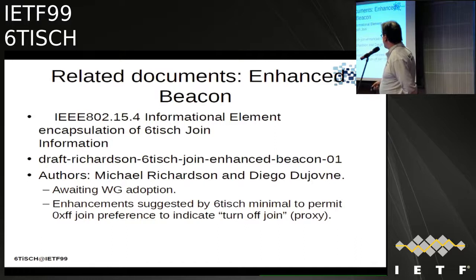And so the specific enhancement is that the join part is in fact a preference. How willing am I to allow pledges to join? The suggestion is that if there's a maximum number, 255, then it means I'm not willing to have proxies join. And as a result, if you propagate this through the beacon from the DODAG root down, and the root says 255, then everyone else is going to have to say, well, obviously the DODAG doesn't want anyone joining, so none of the rest of us should let anyone join. And so in effect, the RPL root can turn off join processing.